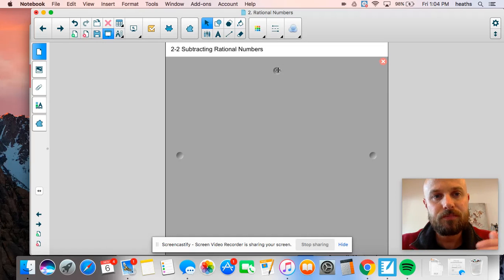So this section is 2-2, subtracting rational numbers. The biggest thing I can tell you before I even show the first bullet is please do not forget your steps from 2-1, adding rational numbers. The large majority of you did awesome with that. And we can't forget those steps because we're going to be continuing to do those when we subtract rational numbers. I'll show you here momentarily.